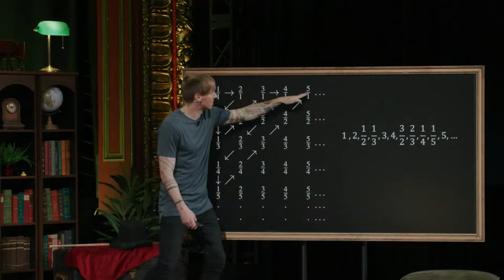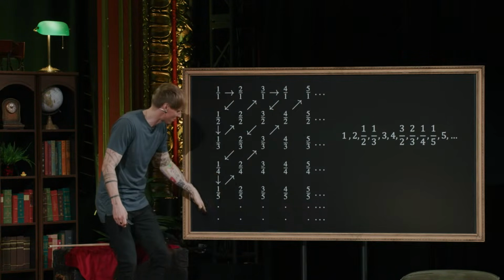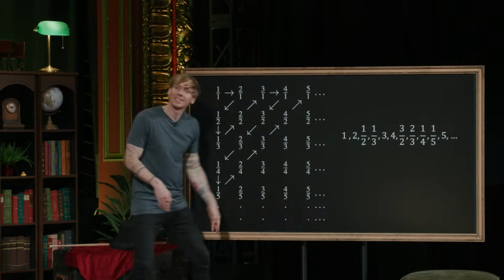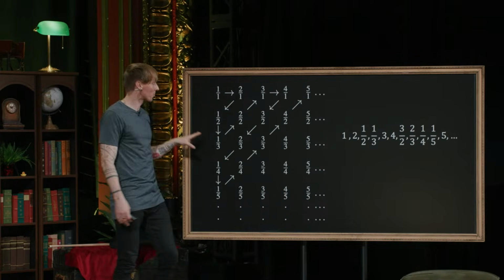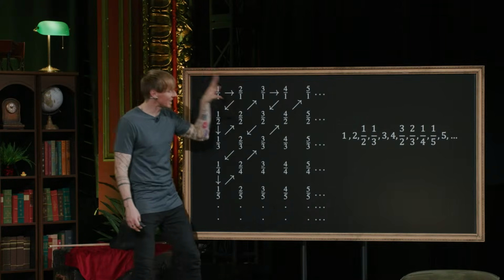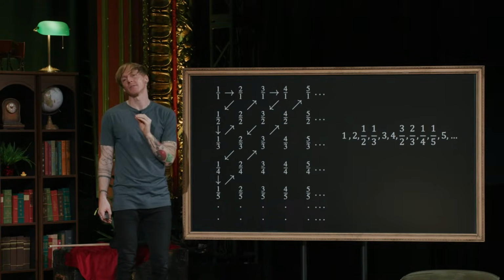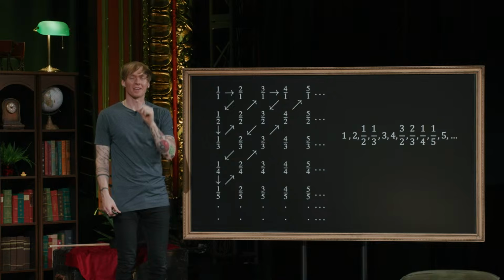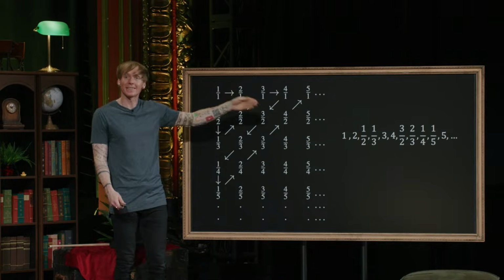And then we carry on. So we would go across. And then we come back down. And then we go across. And you can continue to wind your way forever through this entire table. So it does give us a way of listing all positive rational numbers. Now, there is a final part required because we need the negatives.